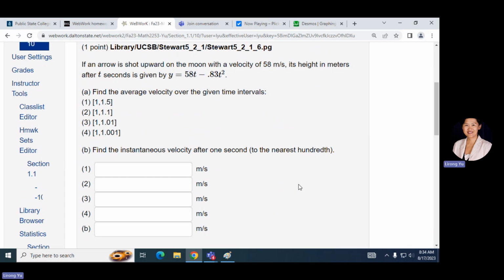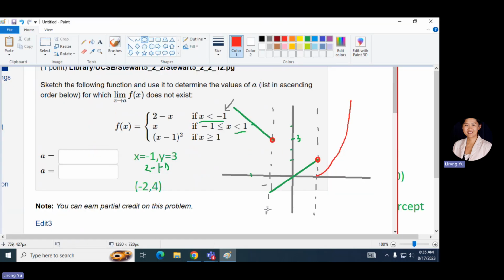So this is the motion. We had this one yesterday when we were doing the paper question. A is to find the average velocity. B is to find the instantaneous velocity. So 1, 2, 3, 4 are the answers for A, and then we answer B, which should be the limit that we identified from 1, 2, 3, 4. Okay, so let me copy this question and work through the process.